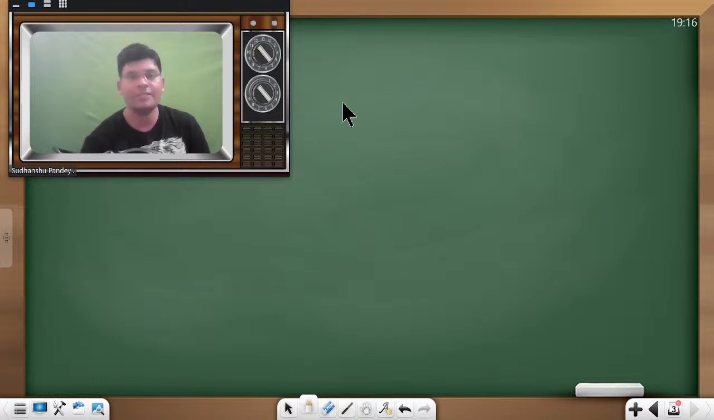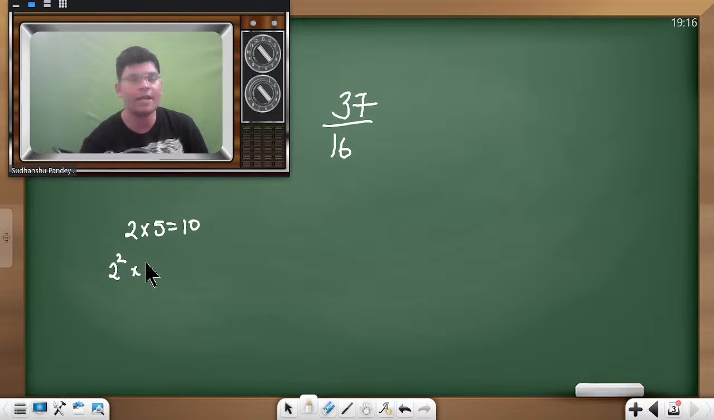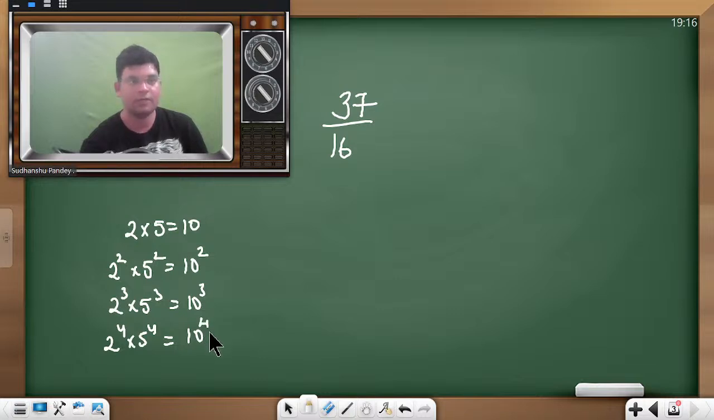Understand this. If I ask you what is 37 divided by 16. Now understand this. If I multiply 2 into 5, how much will I get? 10. If I multiply 2 square into 5 square, how much am I going to get? 10 square. If I multiply 2 cube into 5 cube, how much am I going to get? 10 cube. So 2 to the power 4 into 5 to the power 4, what will come? 10 to the power 4. Wonderful. Meher, are you understanding?